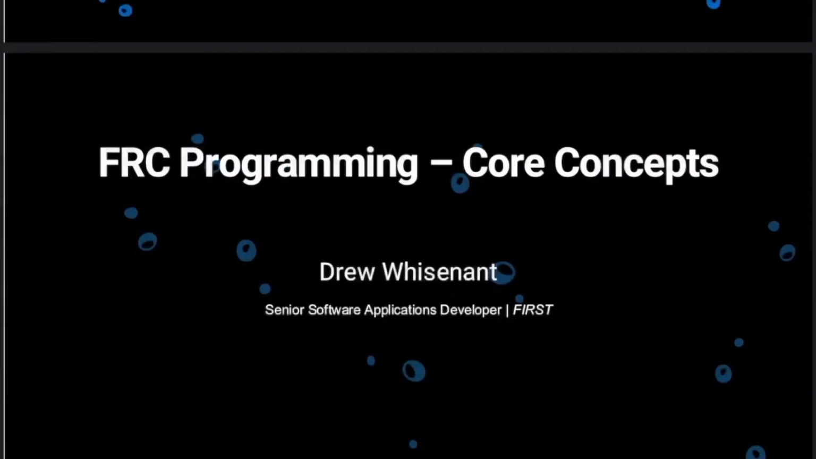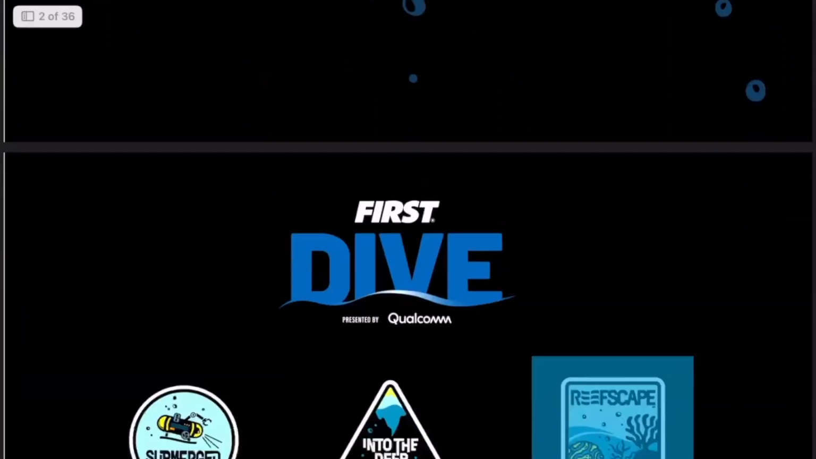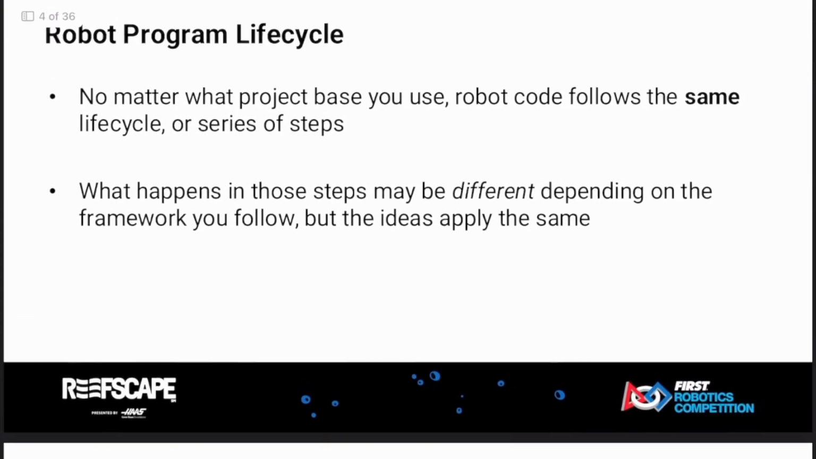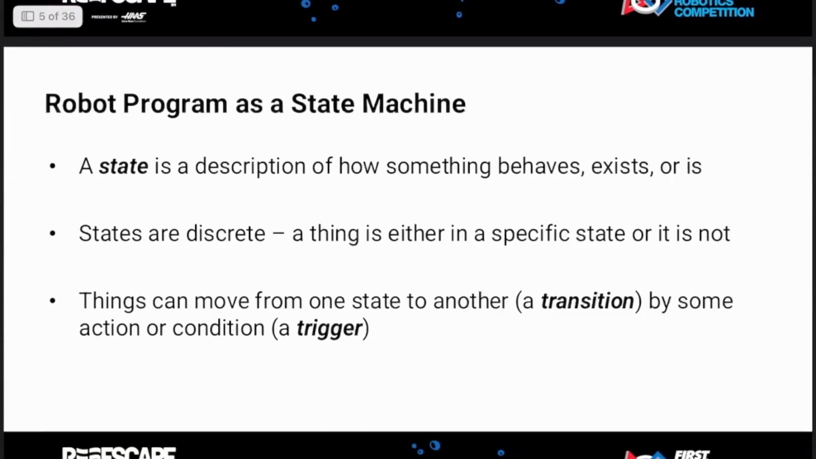Okay, so we're going to take a look at some core concepts. And we're going to look at these functions. So the first thing to understand is that the robot is this thing called a state machine. And a state machine is just going to describe how something behaves. Don't worry too much about that.